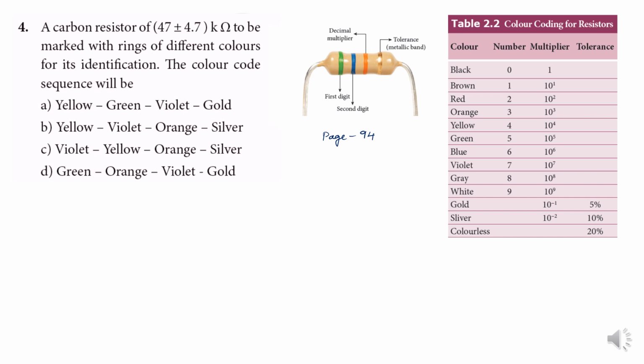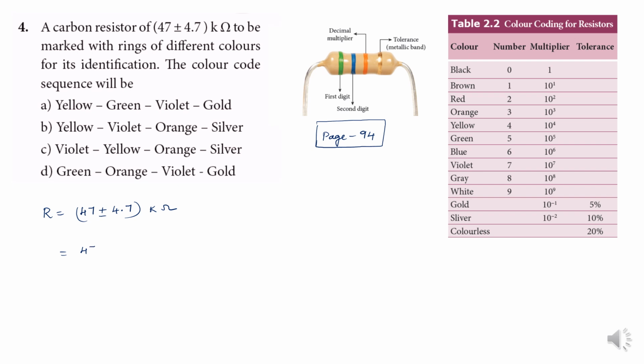The first color indicates the first digit, the second ring indicates the second digit, the third one indicates the decimal multiplier, and the last one is the tolerance metallic band, which is either silver or gold. If the metallic band is not given, it means you have to treat it with 20% tolerance. This is given on page number 94 in your book, so refer to that. For us, the resistance value is given as 47 plus or minus 4.7 kilo ohms.